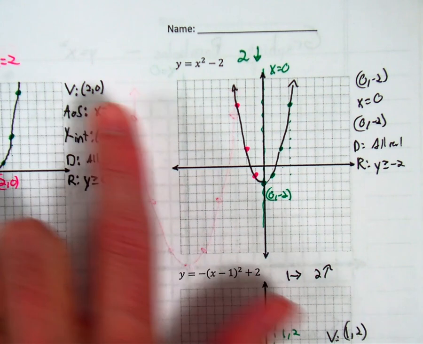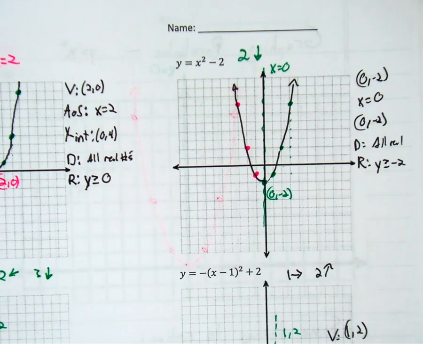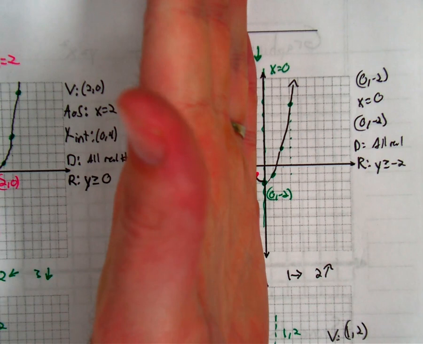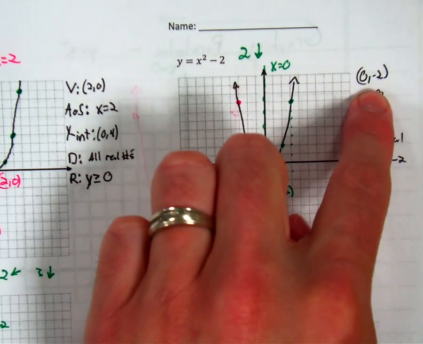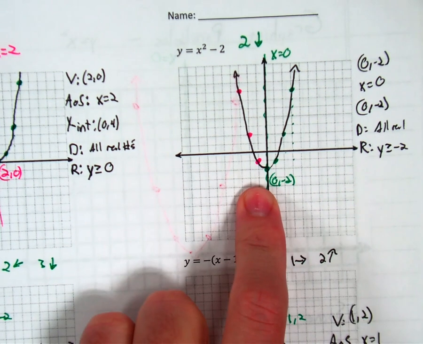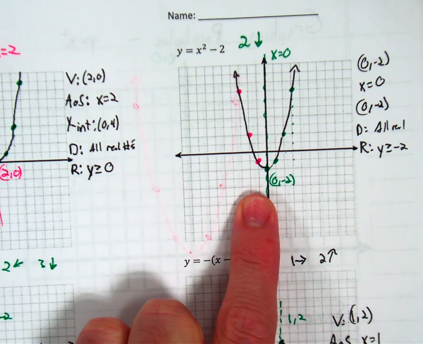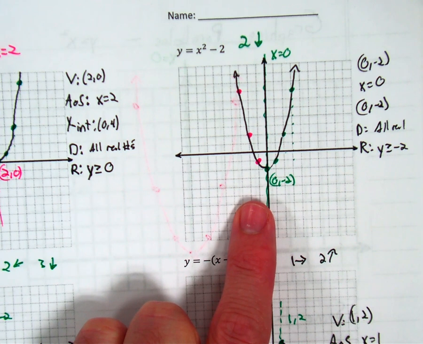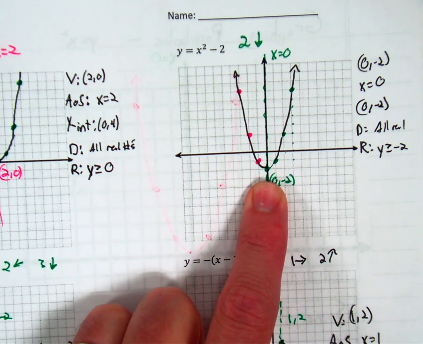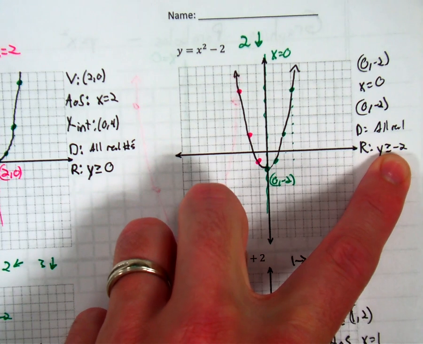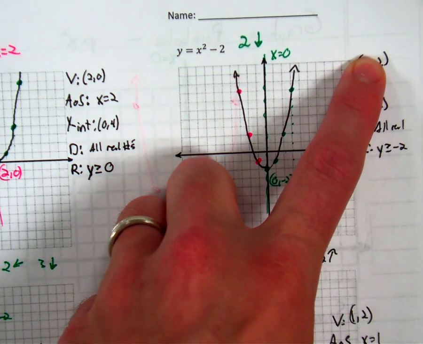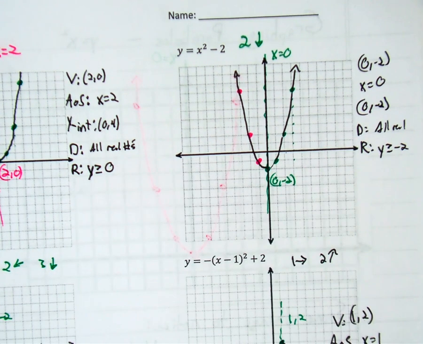Our vertex is 0, negative 2. Our axis of symmetry is x equals 0. Our y-intercept is also 0, negative 2. That happens once in a while, that your y-intercept and vertex are the same point. Domain is always all real numbers, and your range, y's, are greater than or equal to negative 2. Again, that y number from your vertex, negative 2, should match with your range, and then you just need to think about going up or down.